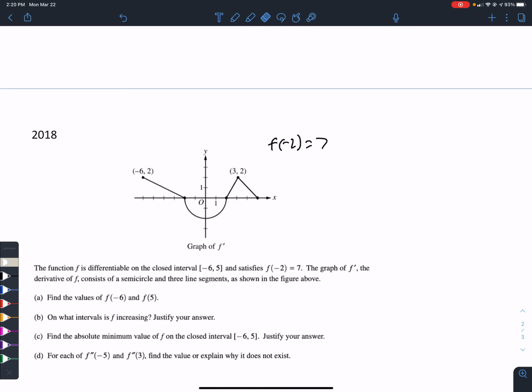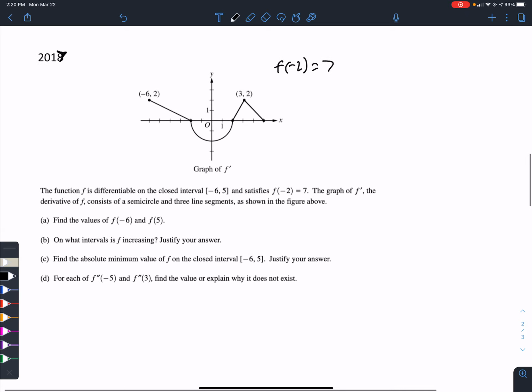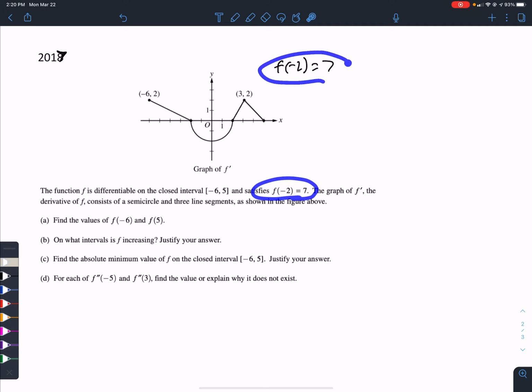It's actually the 2017. This label is wrong. It's 2017 FRQ, number 3. So a couple things going on. They tell us f is differentiable, so the derivative exists everywhere of f. This is the derivative f prime. They tell us f of -2 is 7, so I kind of just highlighted that there. And they tell us it's a semicircle and 3 lines.